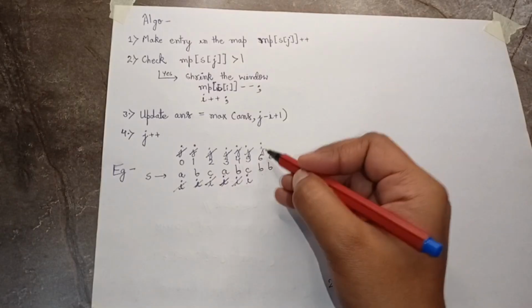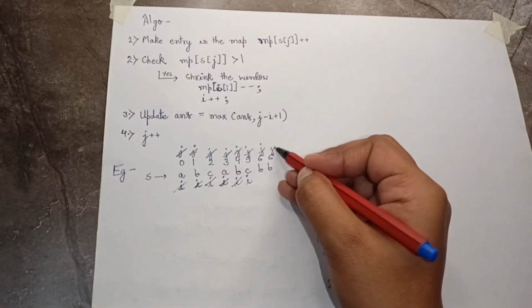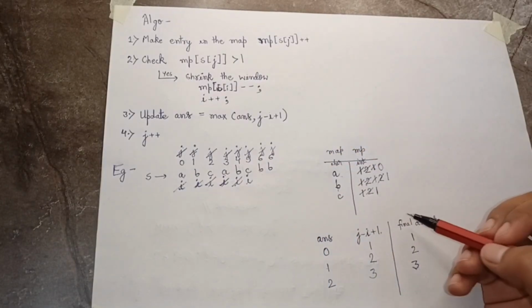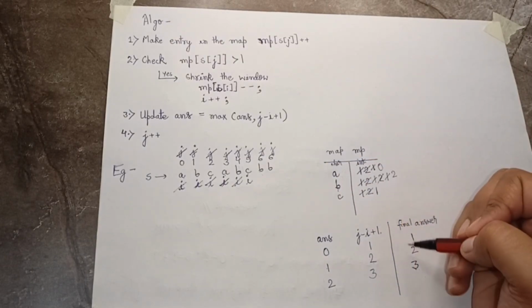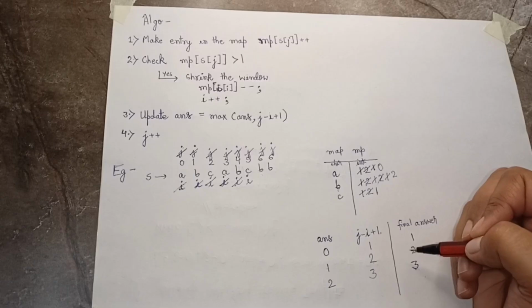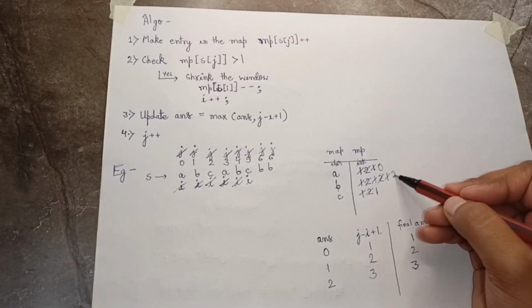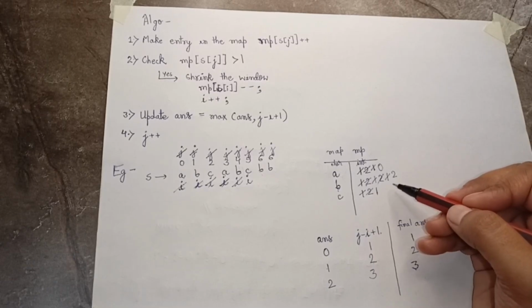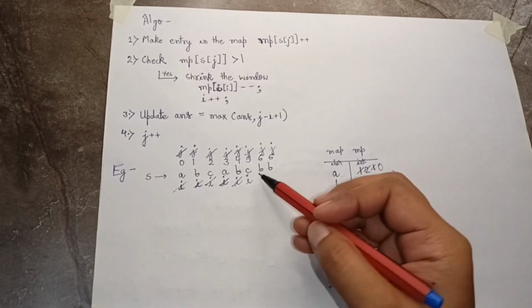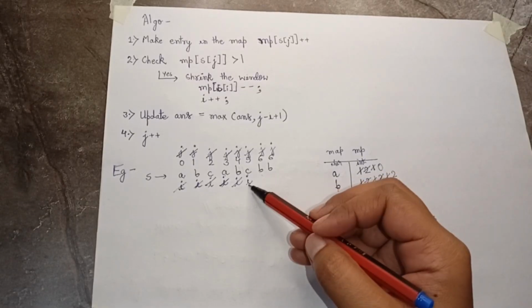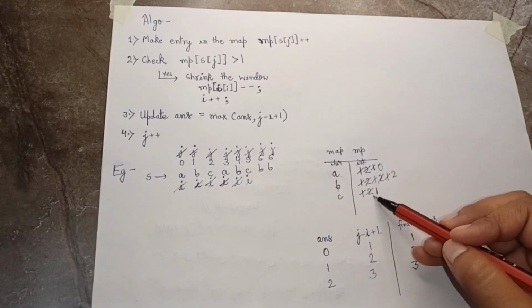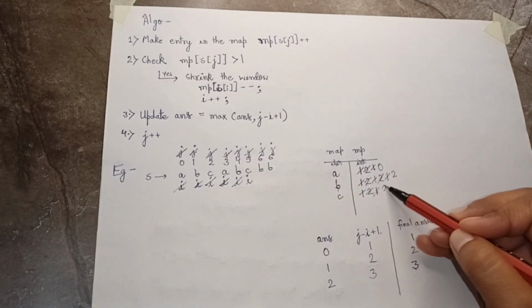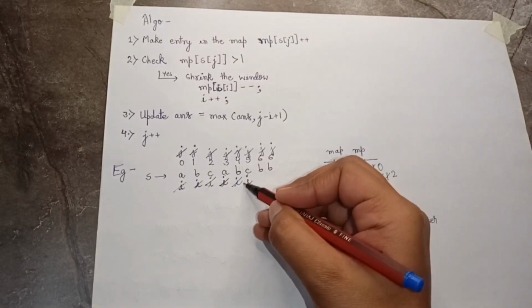So now J will again move here. We'll make an entry of it. Now it becomes 2. Now we'll check if MP of S of J is greater than 1. Yes, it's greater than 1. Let's shrink the window. MP of S of I is C. C minus minus, and here it goes 0 and I moves forward.